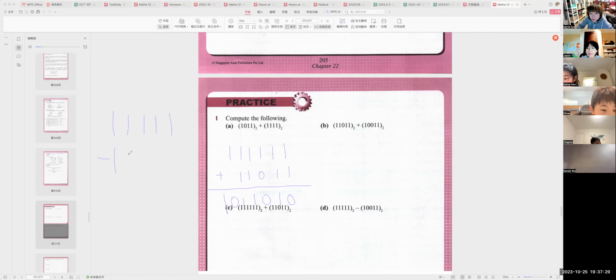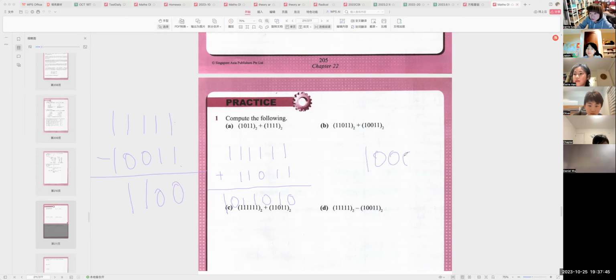Okay, let's take a look at this one. 11111 minus 10011. So 0, 0, 1, 1. Okay, get it? When you have the minus, it's just really easy. 1 minus 1, 1 minus 1. So let's take a look at this one.